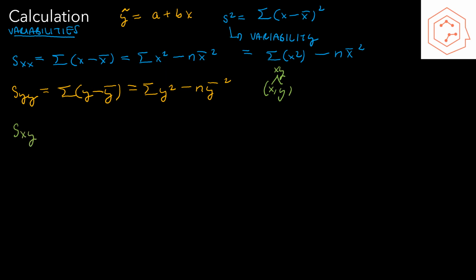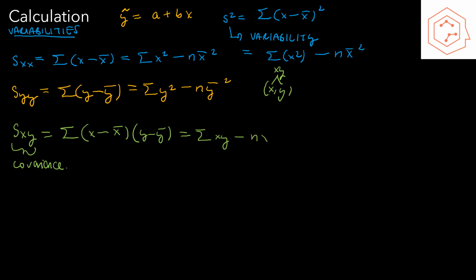So s x y. This is called the covariance when you divide it by n minus 1, but we're looking at the covariability. This is equal to the sum of x minus its mean times y minus its mean. And that's equal to finding the products of x and y and adding them up, minus however many points you have for x and y, so n, times the mean of x times the mean of y.